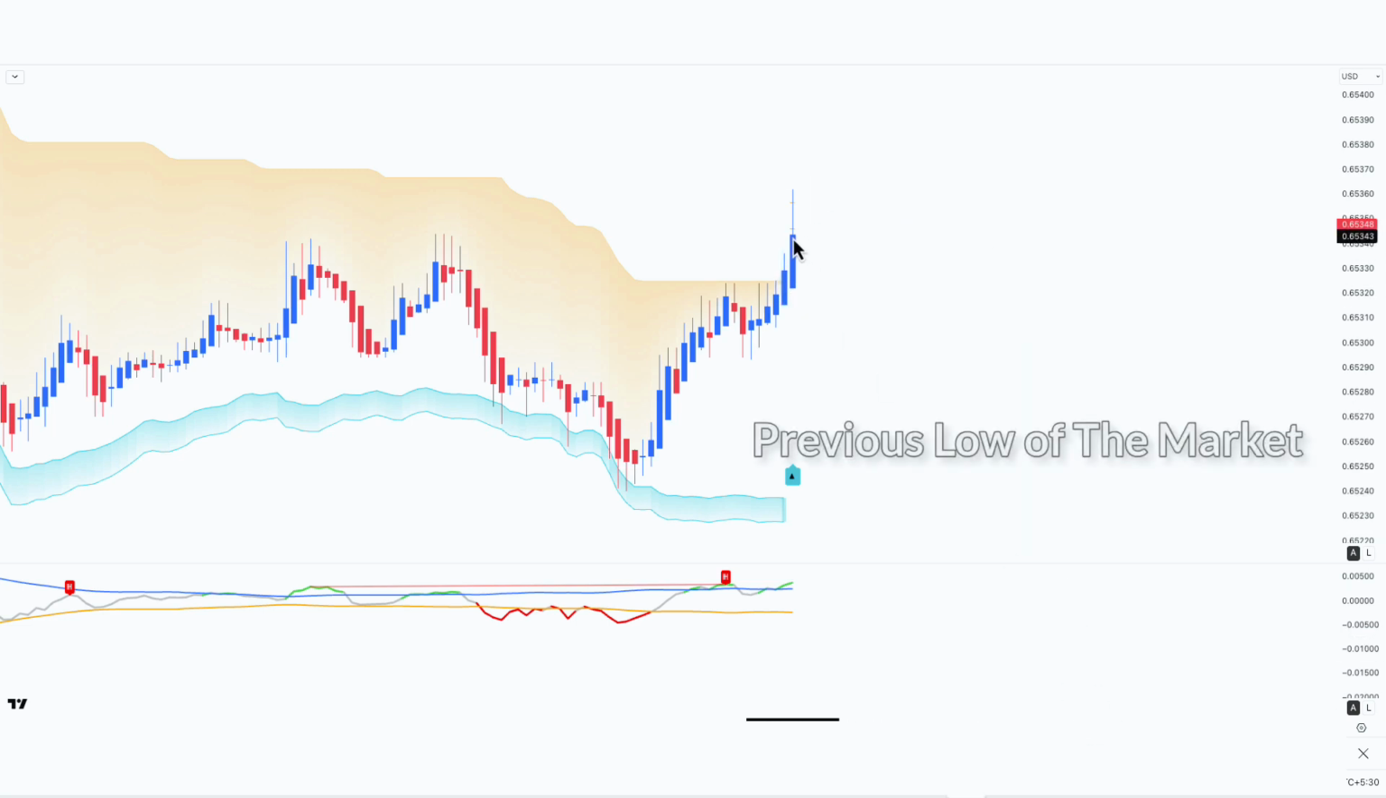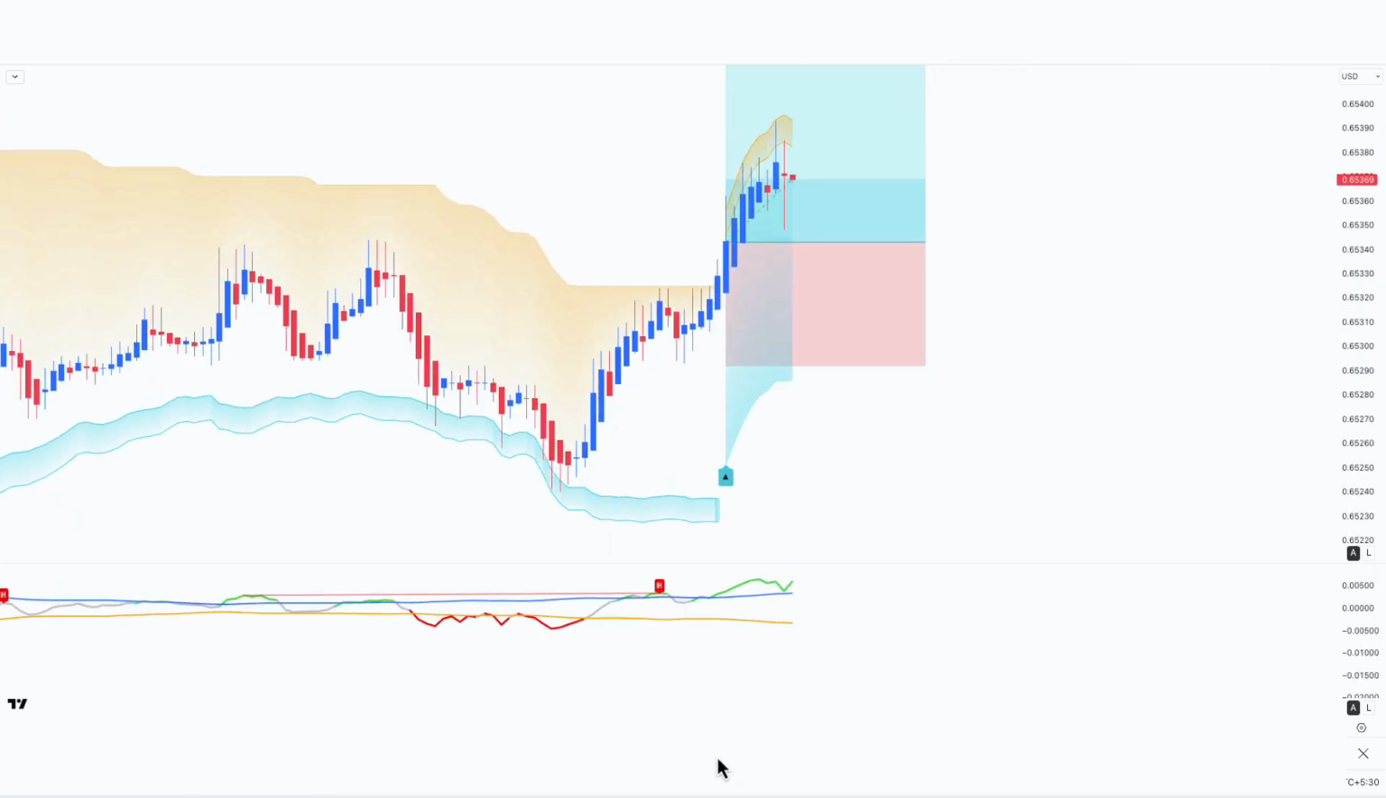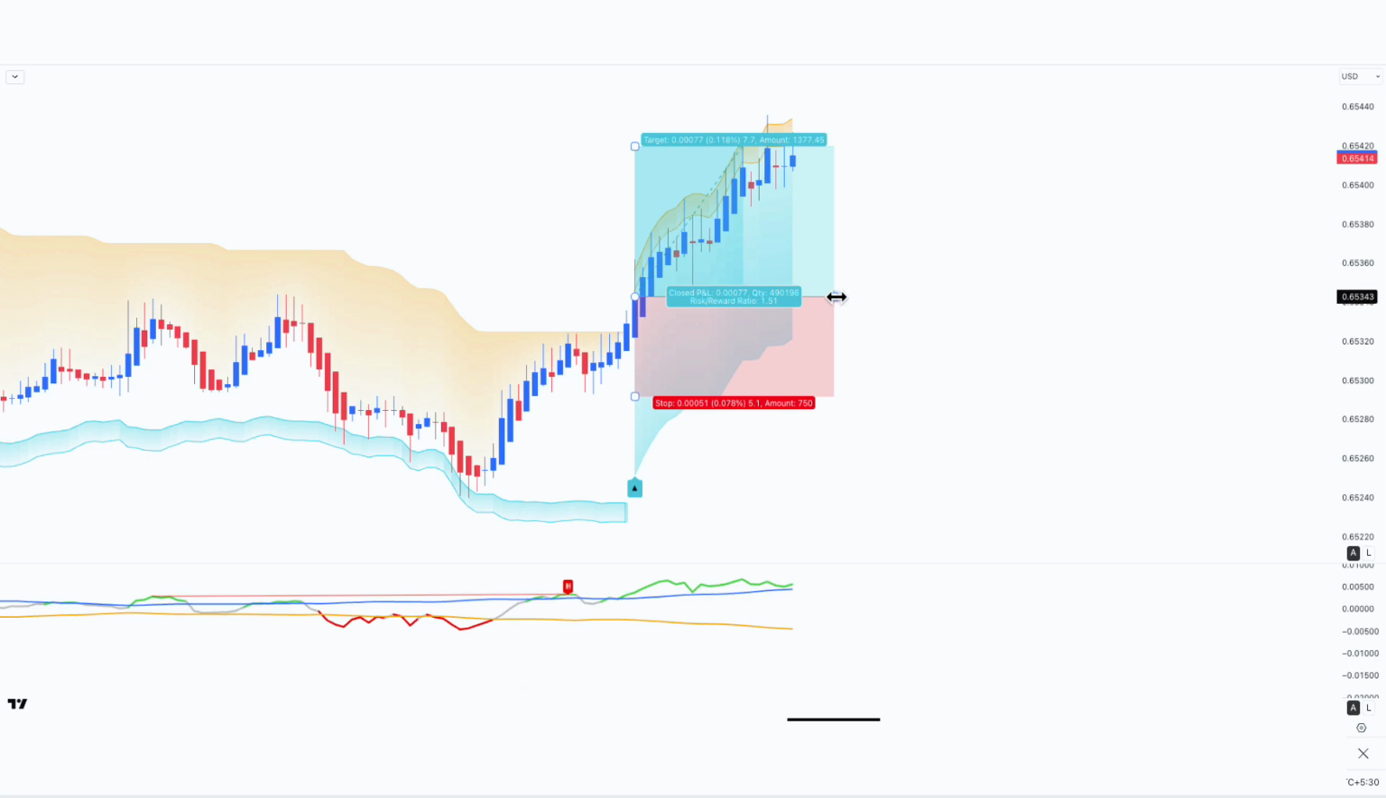Our stop loss is to be placed at the previous low of the market, and the risk to reward ratio will be 1:1.5. The market has completely hit the target. Let us now understand the short position.